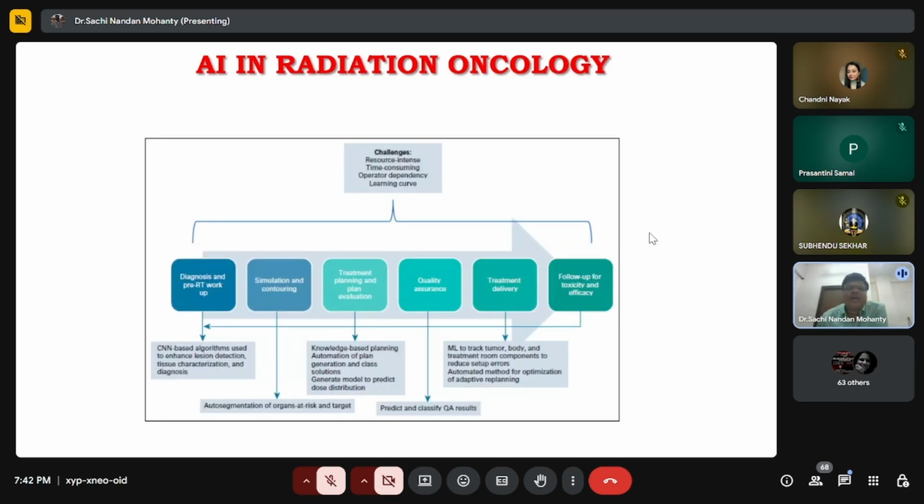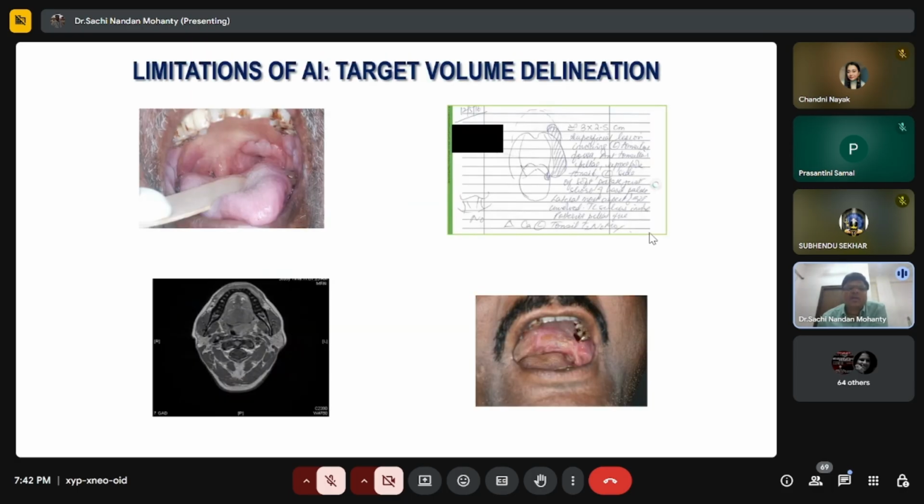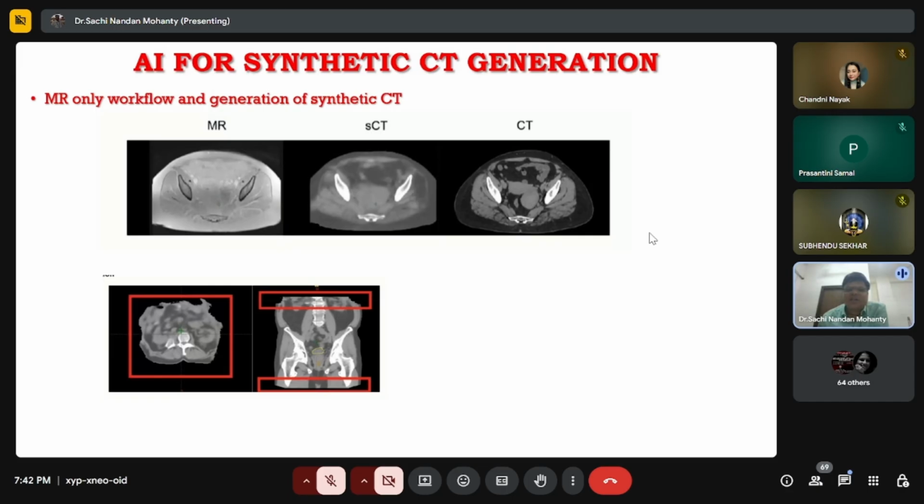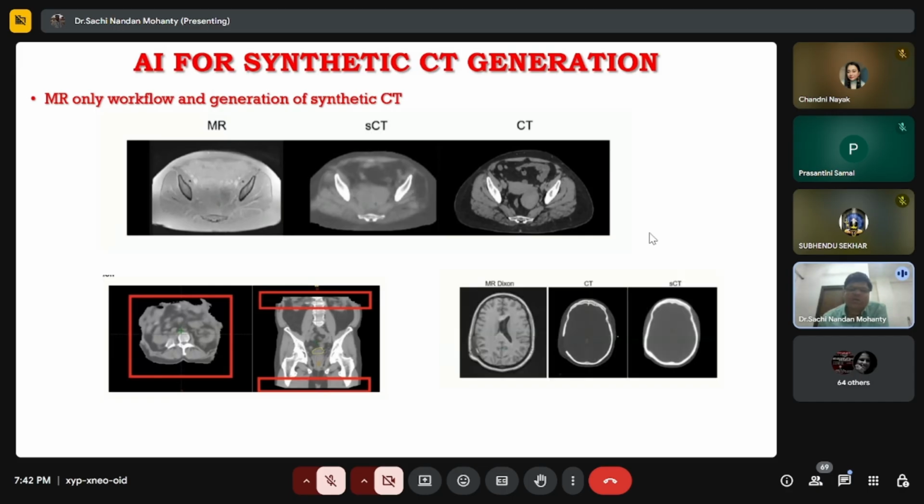So in AI radiation oncology, you can find the challenges: resource intensive, time consuming, operator dependency, and learning curves they require. So these are some limitations of AI. Target volume delineations, you see. For the mouth cancer, some images are there. Then you can find AI synthetic CT generation, the MR only workflow of generation of synthetic CT, or the CT, we can find out.